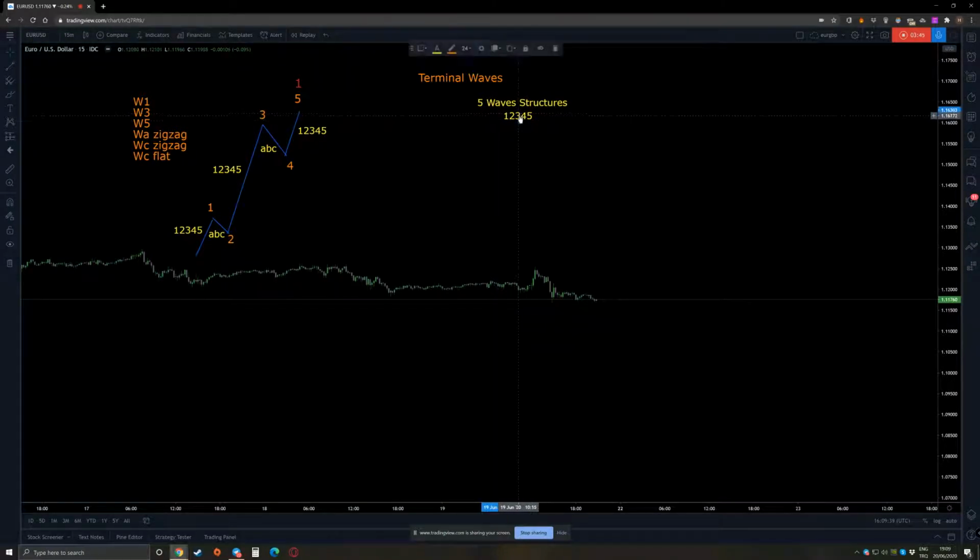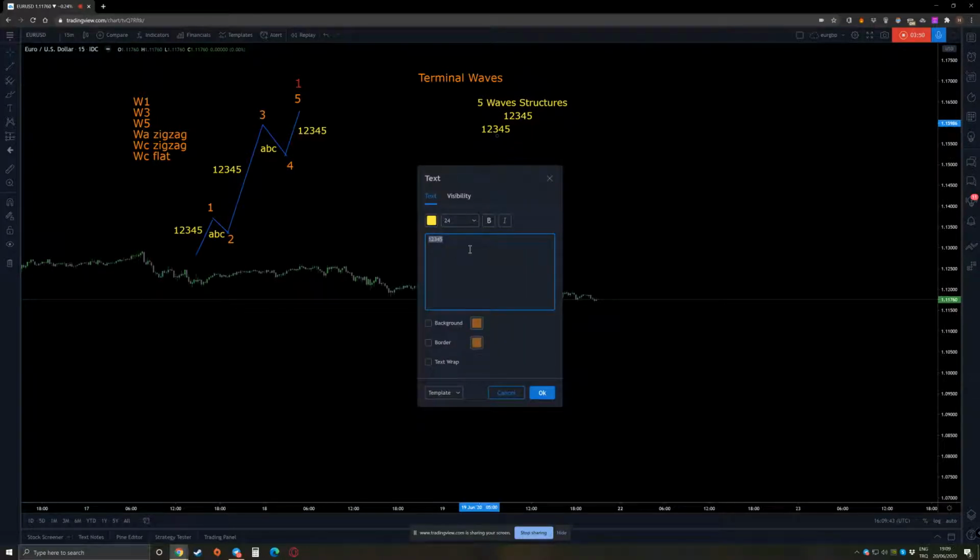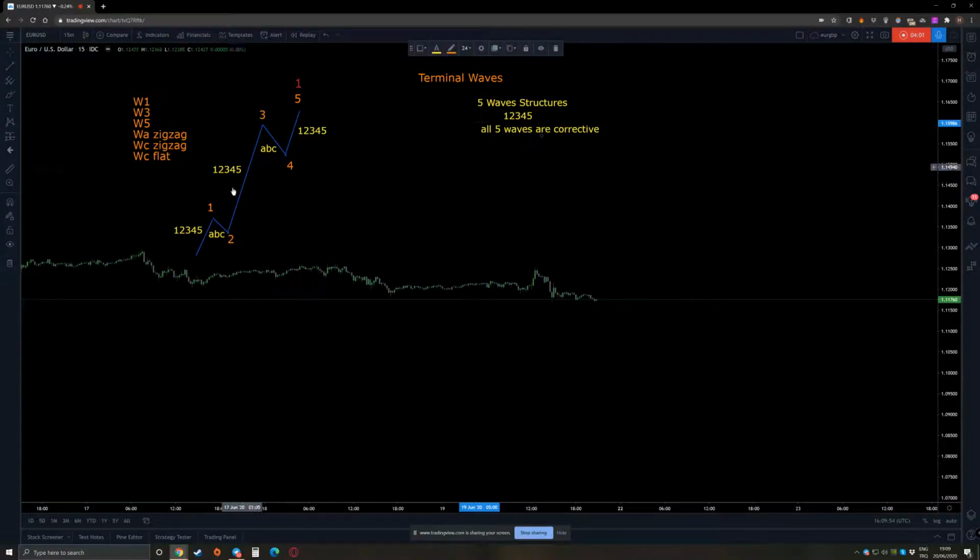But what makes them special is this. All of these waves, so you should think like this, all 5 waves are corrective. So in our classical impulsive move, the first wave, third wave, and fifth wave are impulsive structures, but in terminal waves, even though just like the classical impulsive move there's 1, 2, 3, 4, 5, these 1, 2, 3, 4, 5 are all corrective.